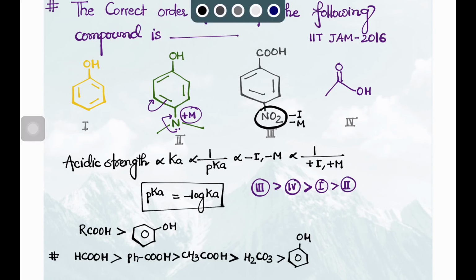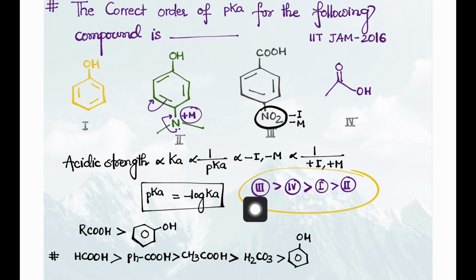So this is the overall acidic strength order. Maximum is 3, then 4, then 1 and 2, and that is the order of Ka. So the order of pKa will be simply 2 will be maximum, then it will be 1 because it will be just the opposite order, then it will be 4, and the minimum will be 3.